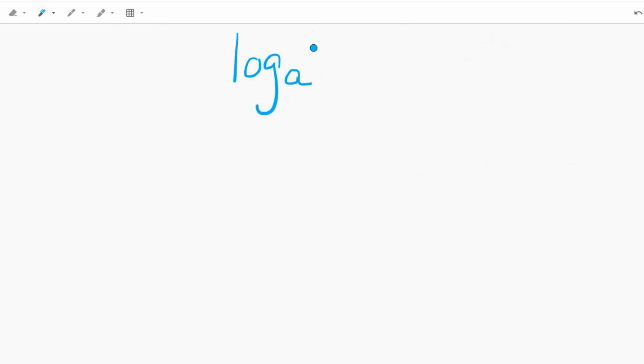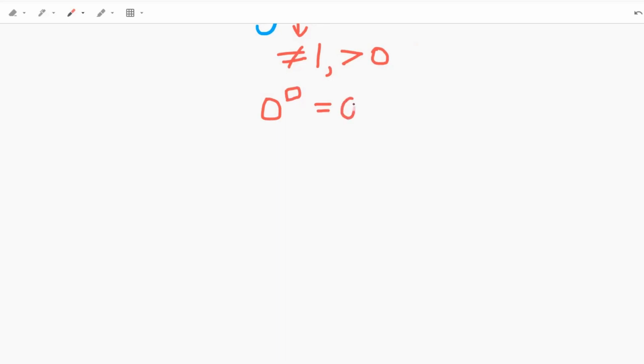Another important concept is the range for the base and argument of a logarithm. The base of a log has to be a positive number that is not 1, while the argument has to be a positive number as well. 0 to the power of anything is 0, well obviously unless it's 0 to the power 0, then that is undefined. And 1 to the power of anything is 1. Therefore we do not consider 0 and 1 as bases for logarithms.